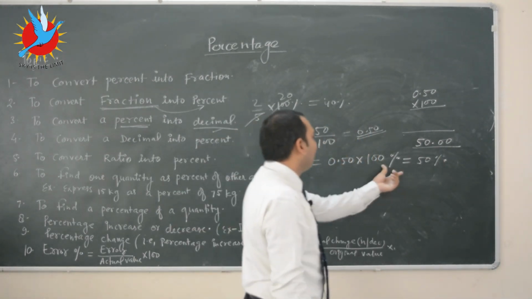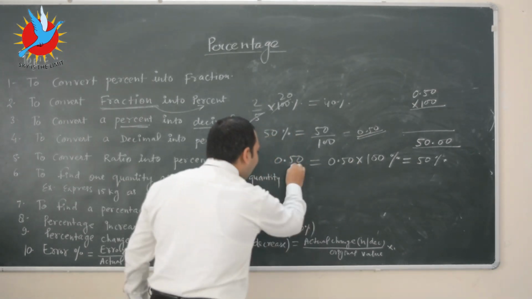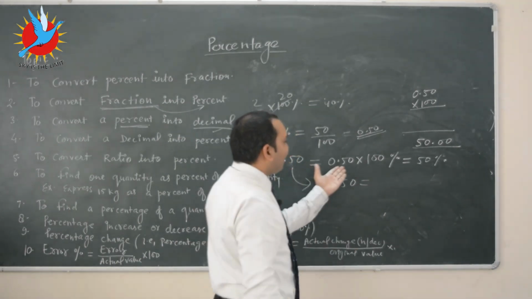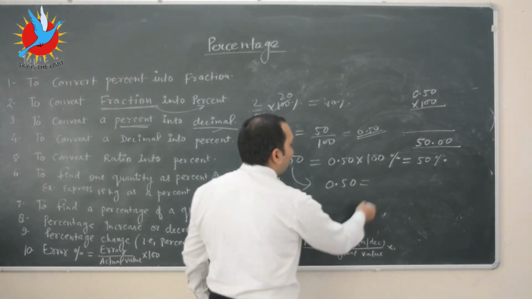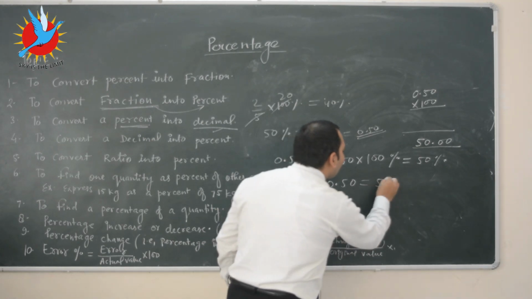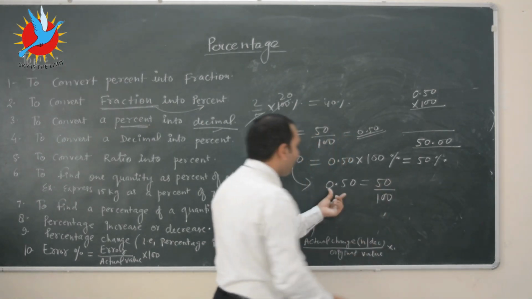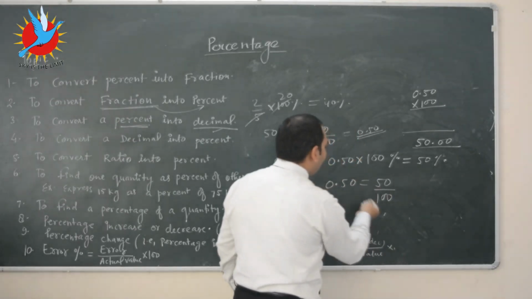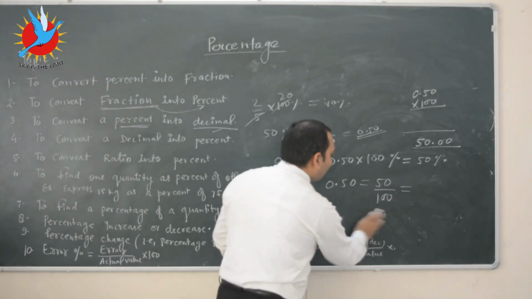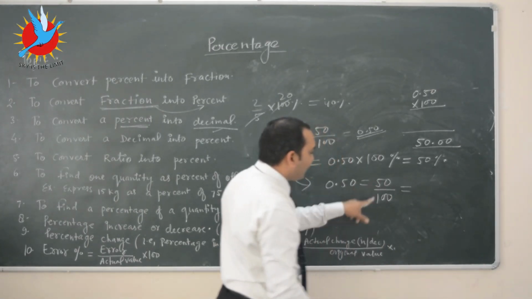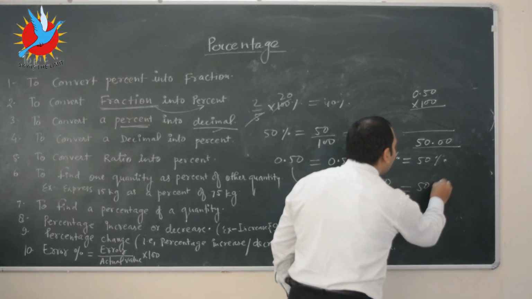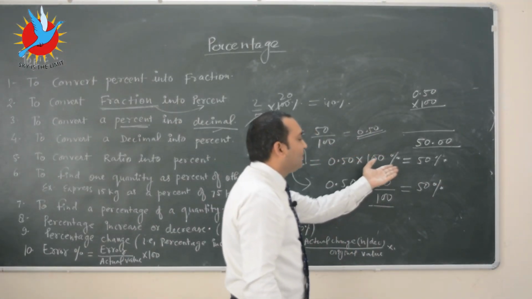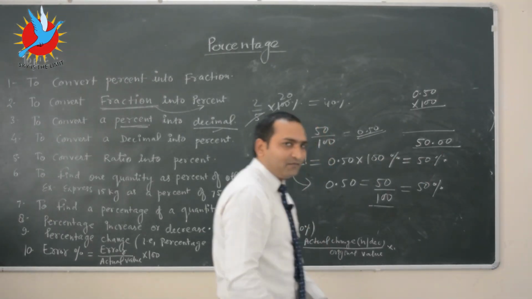50% means 0.50, and directly we convert it. Either you multiply by 100% or you convert into a fraction. So 50 upon 100, 0.50, 50 upon 100. So we convert the fraction into percentage. So 50 upon 100, so 50%. Directly for any decimal number, you just multiply by 100%, and the result will be in percentage.